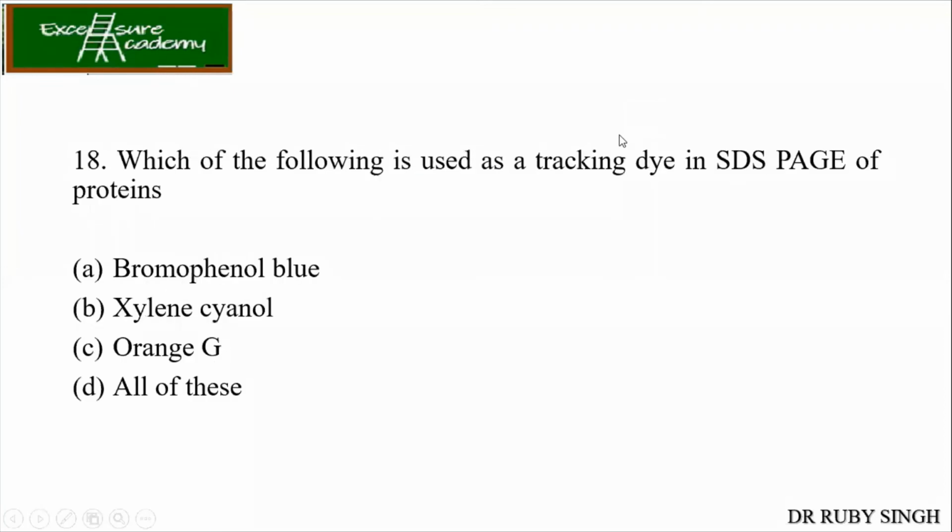Moving on to the next question, which of the following is used as a dye in SDS PAGE of the proteins? So here usually we use bromophenol blue, but in some cases where you're working with very small proteins, like less than 10 kilodaltons, you are going to make the percentage of gel higher in concentration. So there you use xylene cyanol also. Orange G is also used, so actually the answer is all of these.